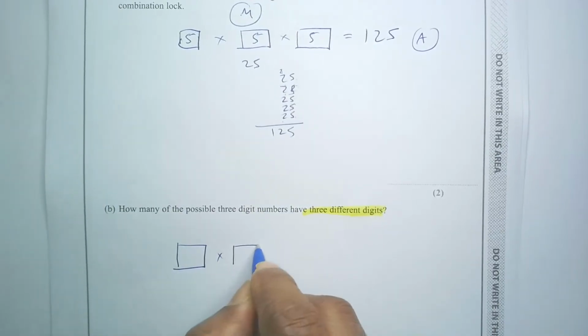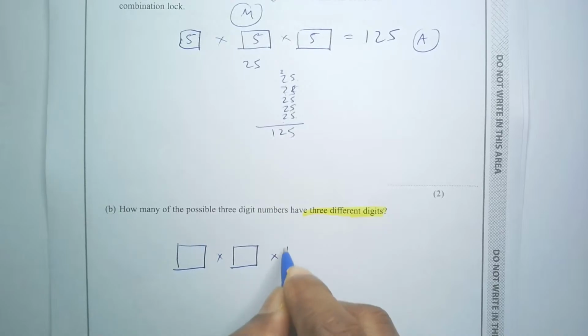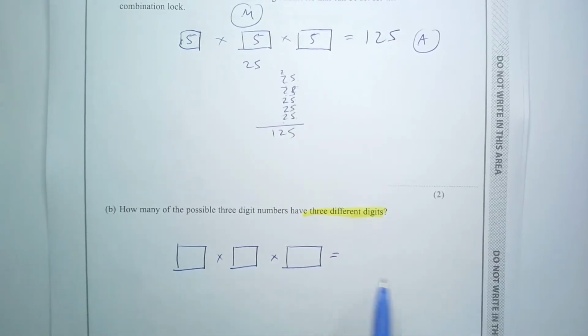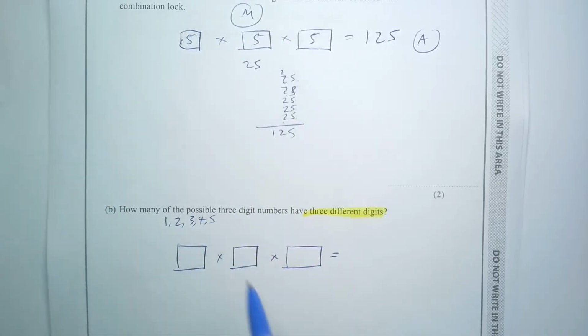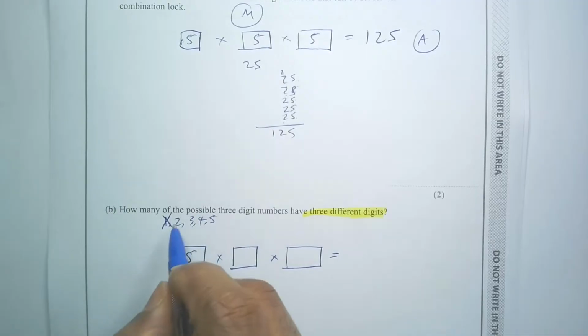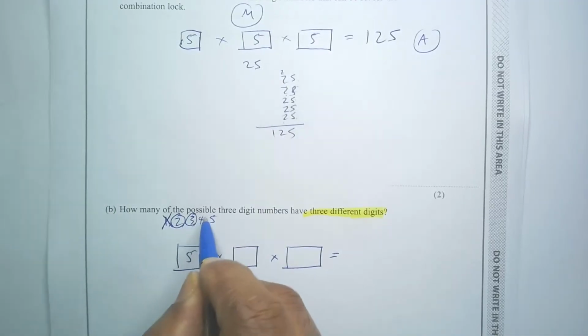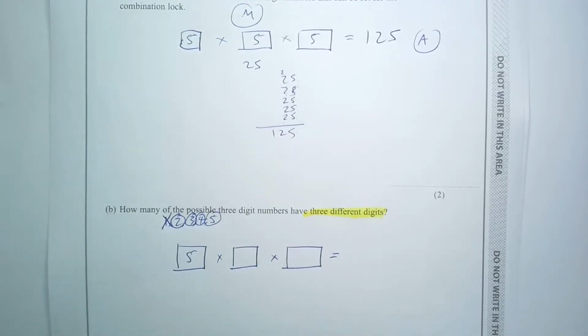We have a second number. We have a third number. Okay, now if we think about it, we can have 1, 2, 3, 4, 5. So there's 5 possibilities on the first one. If I choose one of them, how many do I have left? I've got 1, 2, 3, 4 that are left now.